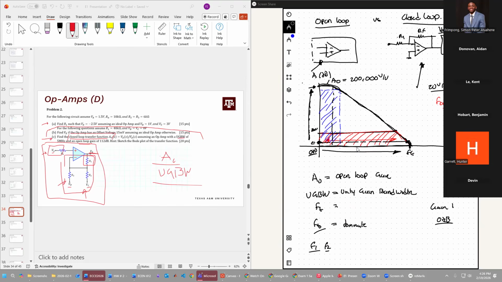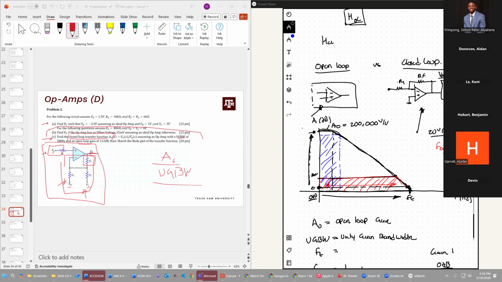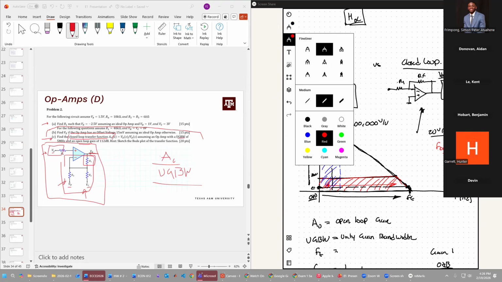So open loop means it can be anywhere on that curve, but closed loop is at a particular point. Exactly. You have resistors connected to your circuit. You have to solve what the gain is for the particular circuit, and you're going to be operating at a particular point on this curve. So you're bounded by your closed loop characteristics for a particular op amp.